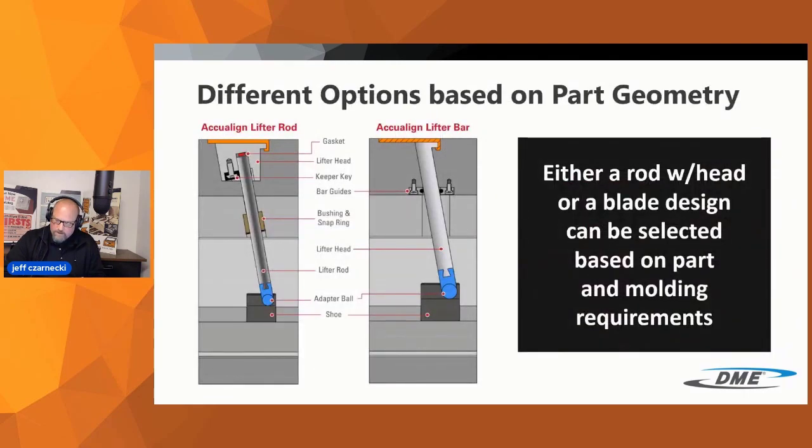Two types, as I'd mentioned, we have the round lifter rods, which in the near future will be able to be integrated with our cooling rod technology. We also offer a blade style that does lend itself to a lot of different large and small applications. As you can see here in the diagram, we offer some carbide rollers that help through long ejector strokes with tricky larger type applications.